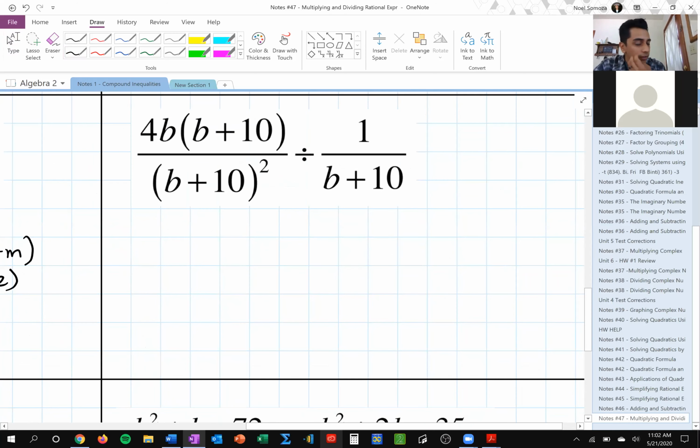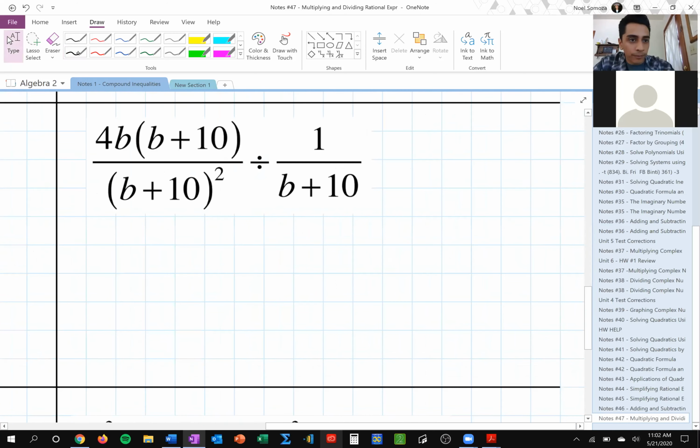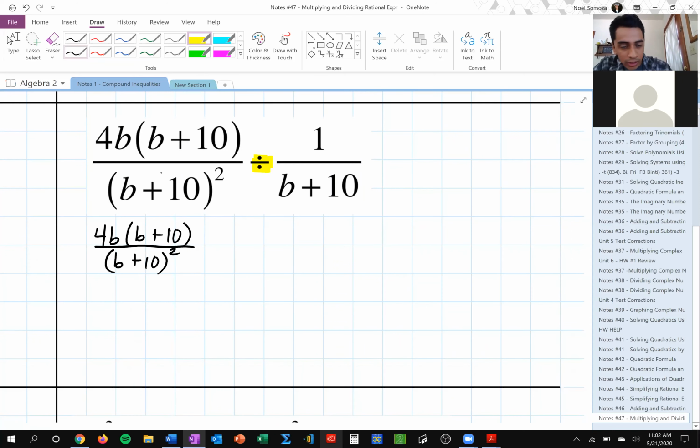Okay, here's another one similar, right? So you have 4b times b plus 10 all over b plus 10 to the second power, divided by 1 over b plus 10. Let's start here with this first one, 4b times b plus 10 over b plus 10 to the second power. We're being asked to divide, so we're going to change this to a product, and then we're going to flip the second fraction. So we get b plus 10 all over 1.